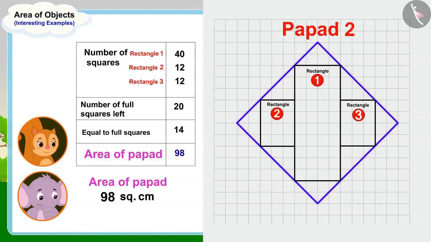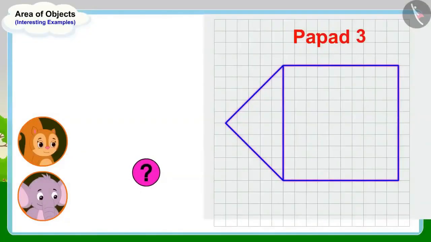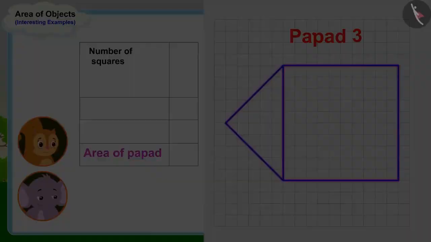Chanda said excitedly. Now all we have to do is to find out the area of this last paper, and then we will know which of these papers is the largest. Chanda told Apoo. Children, can you help Apoo and Chanda by finding the area of this paper? If you wish to, you may stop the video and find the answer.